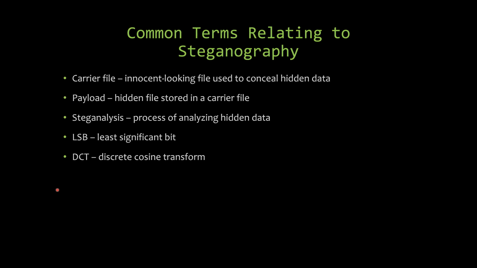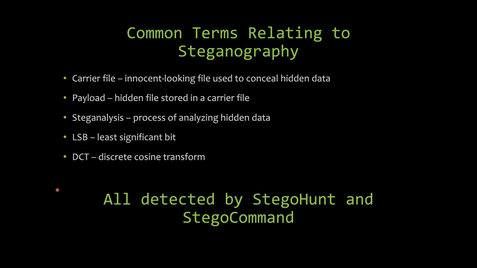LSB, we talked about previously, least significant bit, and then DCT, or discrete cosine transform. So all of these types of algorithms that would be used that I'll discuss today to facilitate data hiding are detected by StegoHunt and StegoCommand. So all of these will be supported for hidden data to be detected in a StegoHunt or StegoCommand scan.